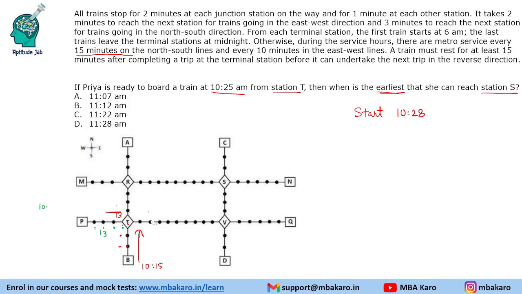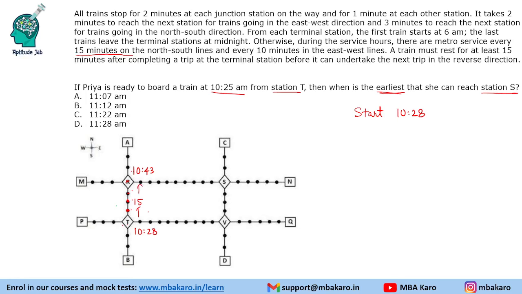So first of all, she starts at 10:28. At what time will she reach R? She starts from 10:28. She will take 3, 6, 9, 12. Okay, 12 minutes here and 3 stations in between, 15 minutes. So at 10:43, she has reached this station R. Right. So she is at R at 10:43.